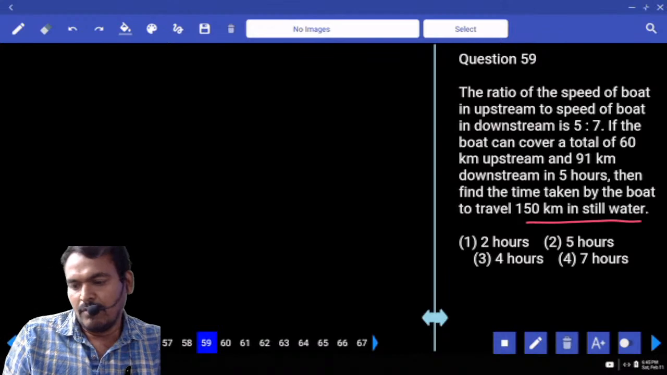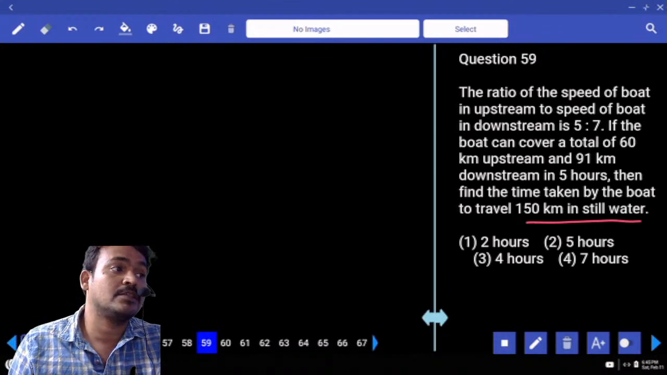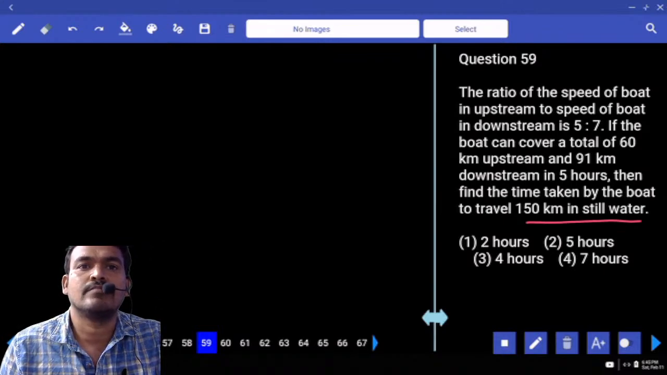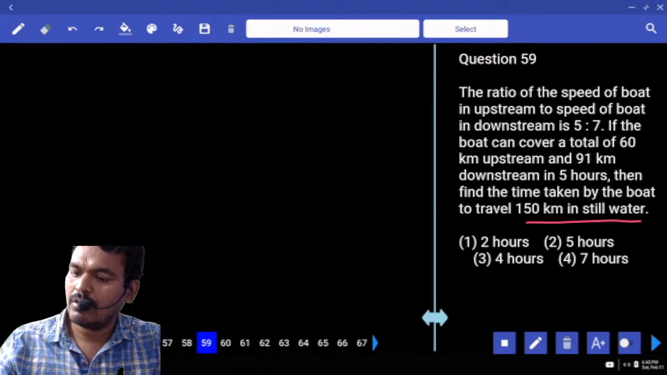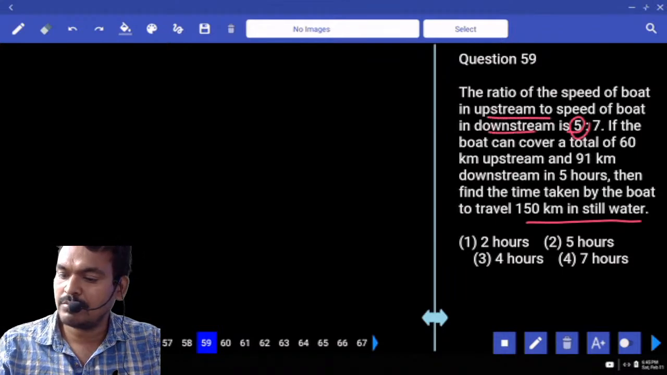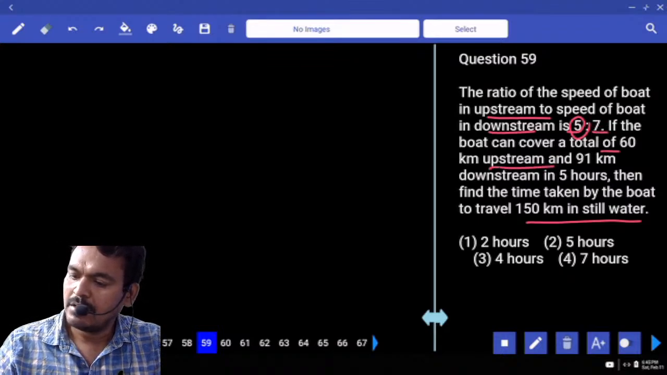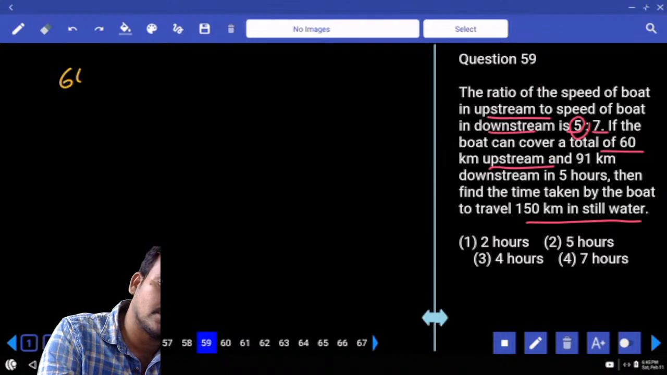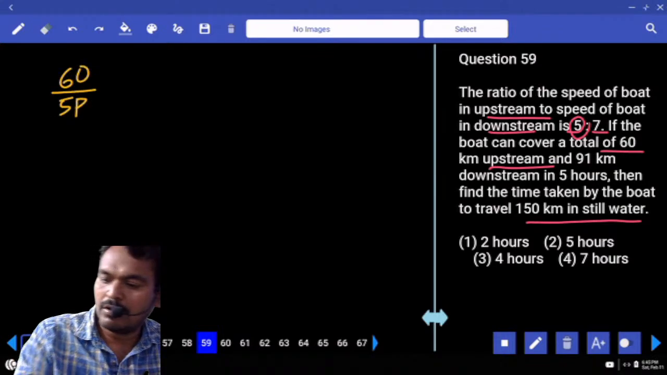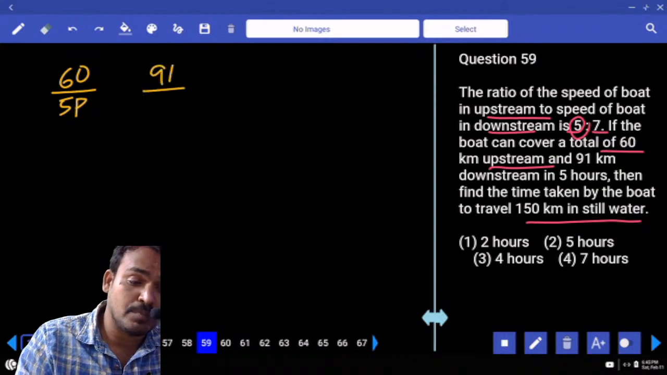Okay. 150 kilometers in still water means first we need to identify the speed of the boat. Means we require the m value or the s value? M value. And one more, the upstream speed is how many parts? 5 parts. Downstream speed, 7 parts. What is the upstream distance given? 60 kilometers. 60 by 5 parts. What is the downstream distance? 91. What is the downstream speed?